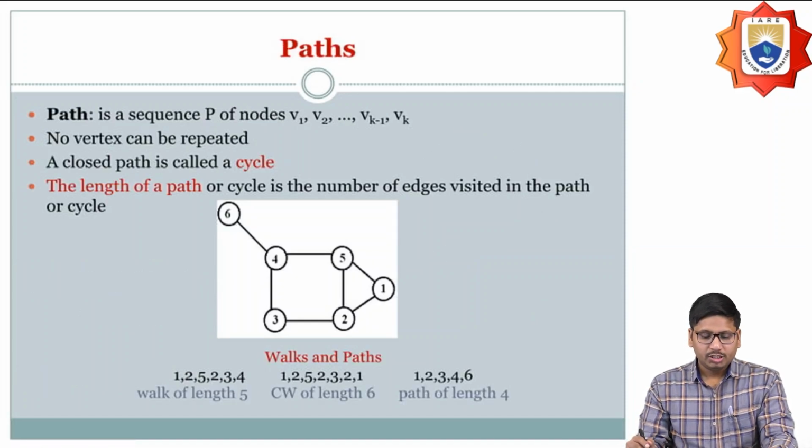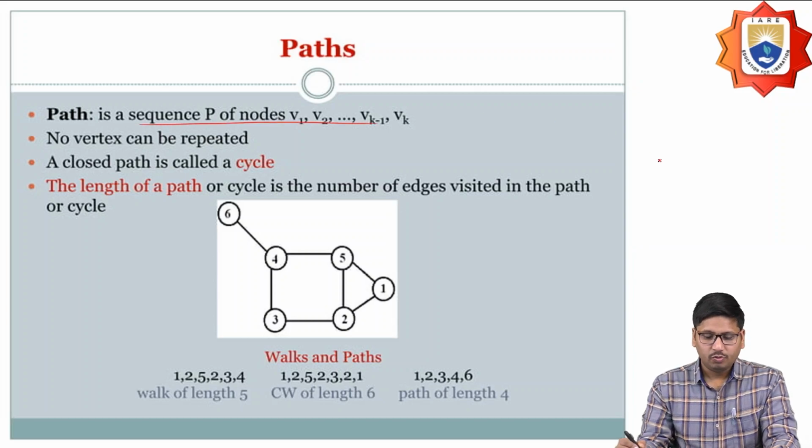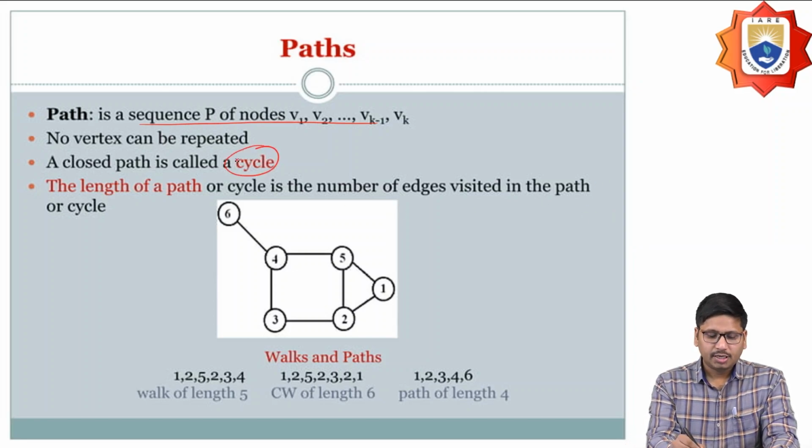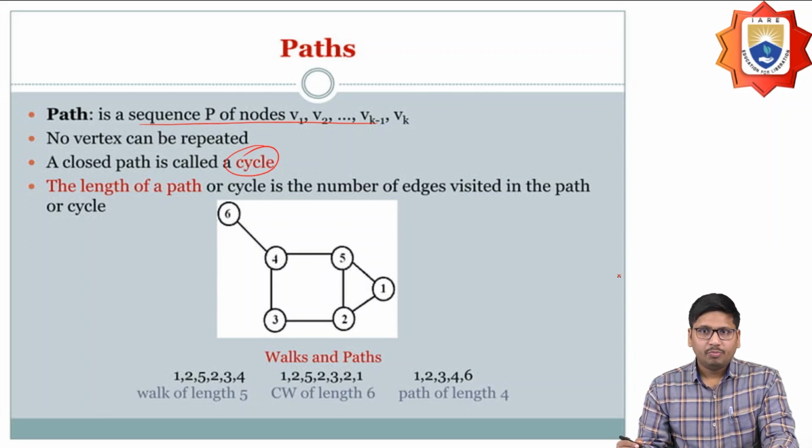Next, path. What is a path? It is nothing but a sequence of nodes in which no vertex can be repeated, and a closed path is a path which contains a cycle. The length of the path is going to be calculated as the number of edges that are visited in the path.